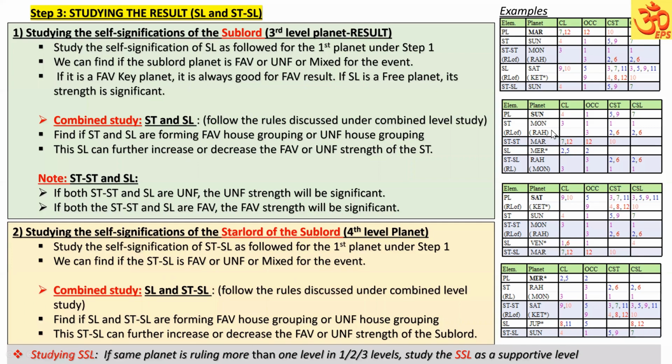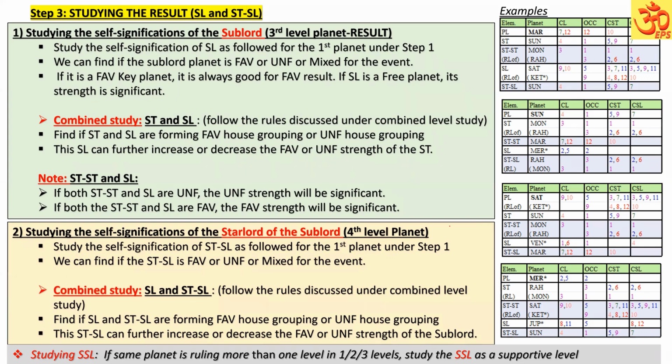Now, let us first study step number 3. Studying the self-signification of the result level planets. What are the results? Sublord and starlord of the sublord. First, let us study the sublord significations. Studying the self-signification of the sublord, that is the third level planet.